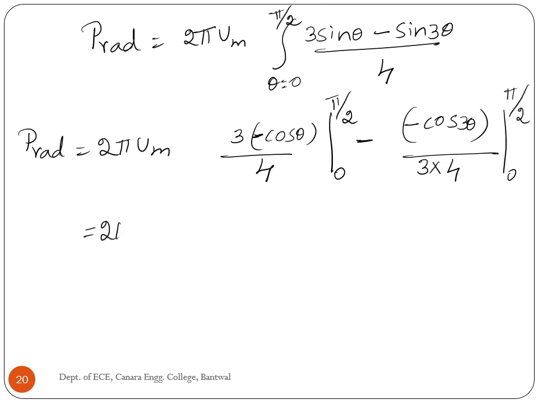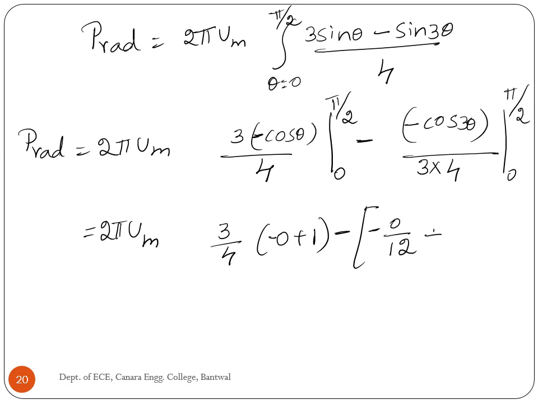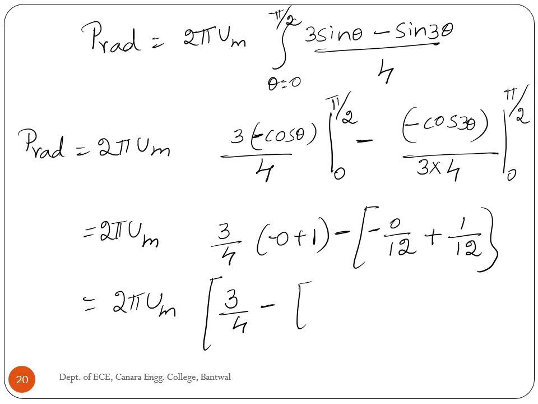which is equal to 2 pi u m, 3 by 4 minus 0 plus 1, minus of minus 0 by 12 plus 1 by 12, which is equal to 2 pi u m, 3 by 4 minus 1 by 12.